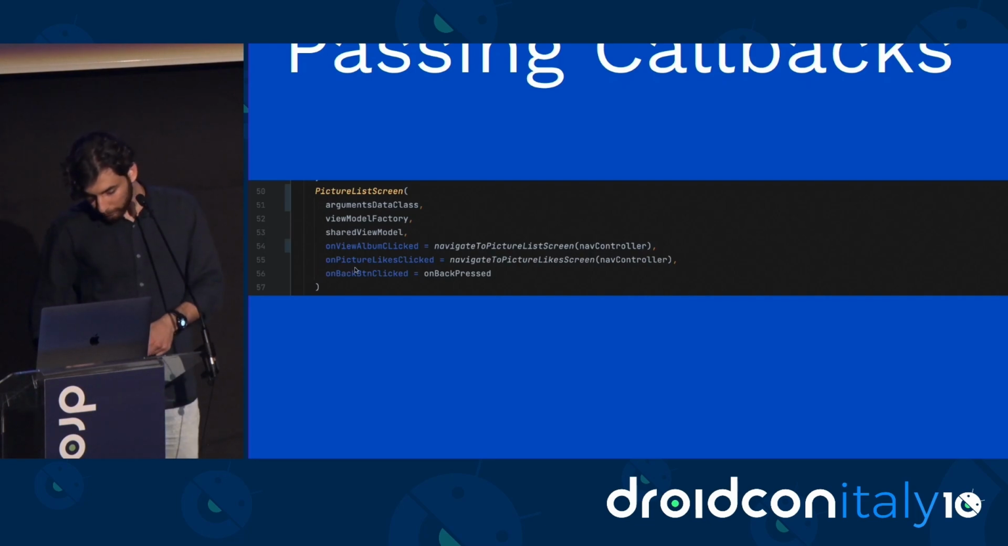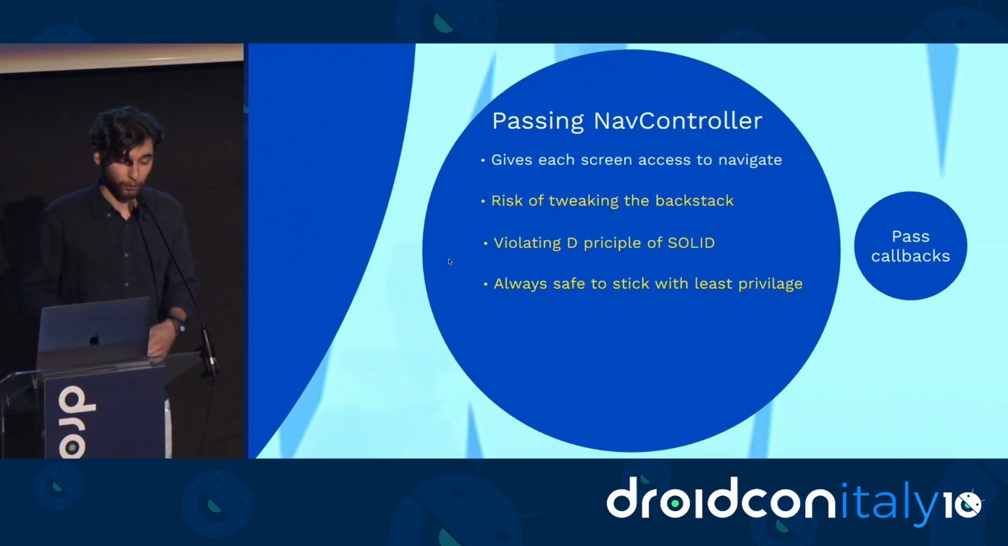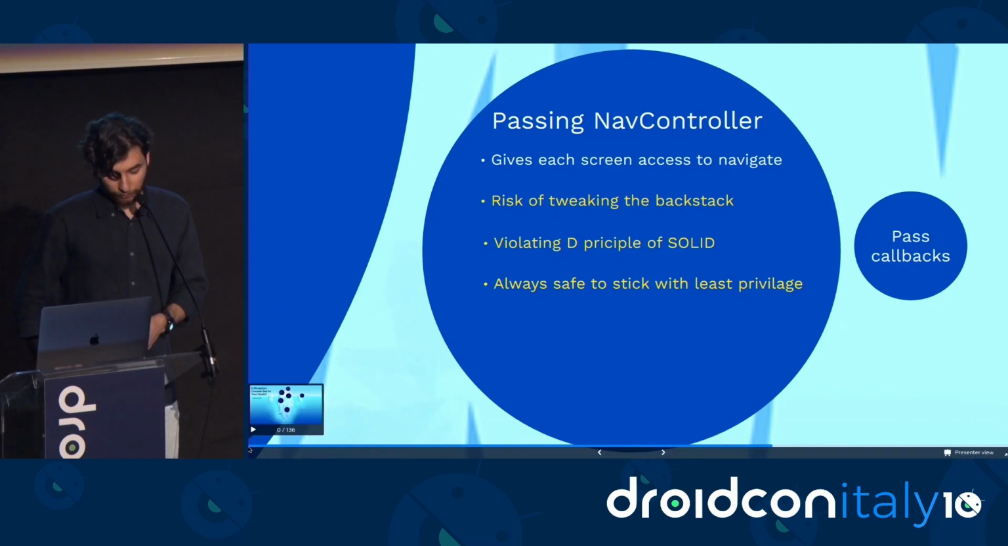On picture liked clicked. We also pass the corresponding callback, and that's pretty much it. Pretty simple and way better than passing the whole NavController. And yeah, that was also basically it, our second act.